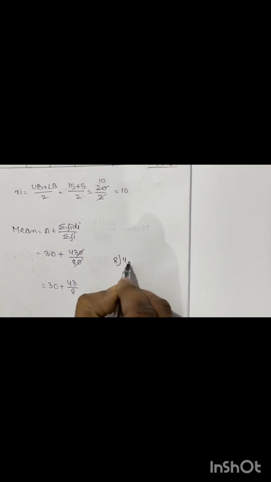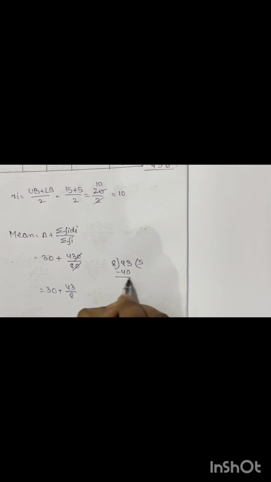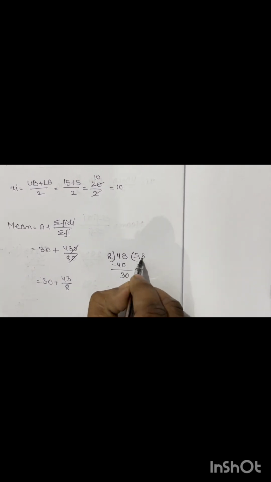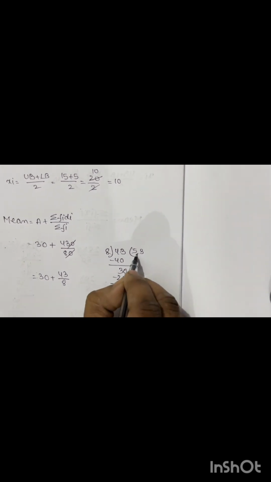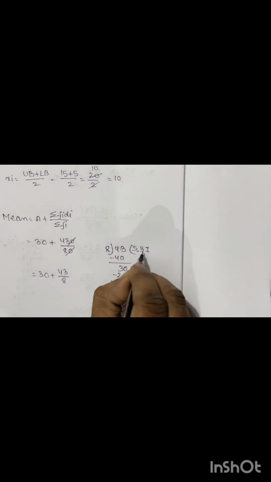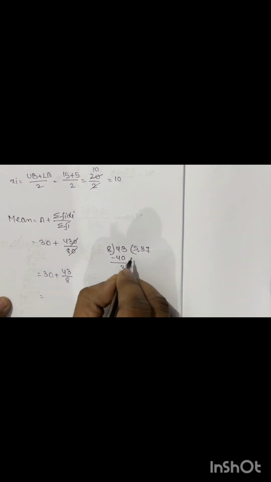Here 8 is an even number and 43 is an odd number. We can't do any direct cancellation, so we are going to simplify it by division. Now 8 5s are 40, 43 minus 40, take a decimal point, 30. 8 3s are 24, 30 minus 24 is 6, we have taken a decimal point, we can take a 0 here, 60. Now 8 7s are 56, 60 minus 56 will be 4. We got 2 place values after the decimal, so we can stop our simplification here.